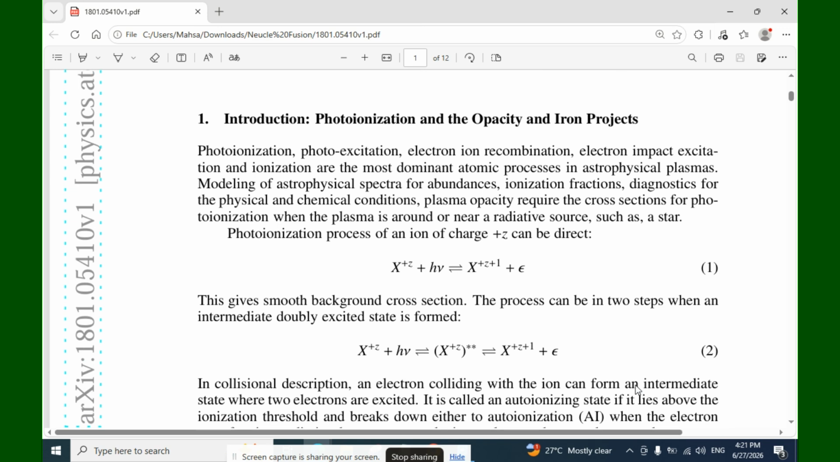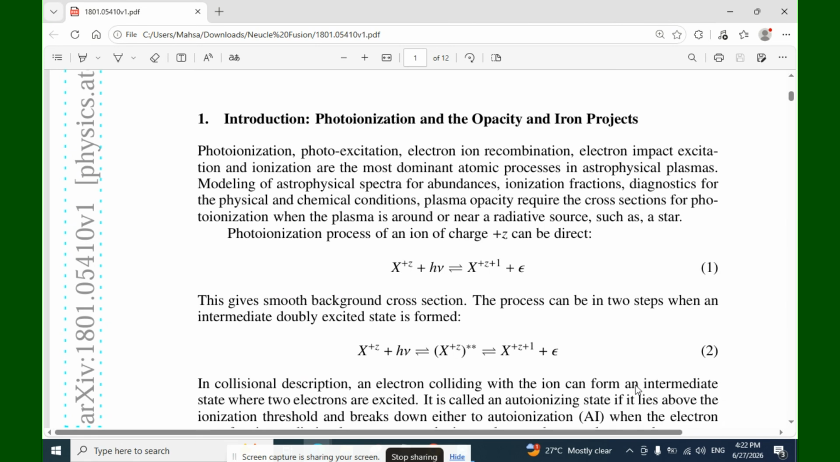Photoionization, photoexcitation, electron-ion recombination, electron impact excitation, and ionization are the most dominant atomic processes in astrophysical plasmas. Modeling of astrophysical spectra for abundances, ionization fractions, diagnostics for the physical and chemical conditions, and plasma opacity requires the cross sections for photoionization when the plasma is around or near a radiative source such as a star.